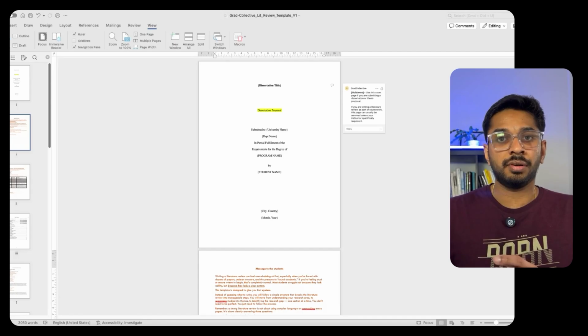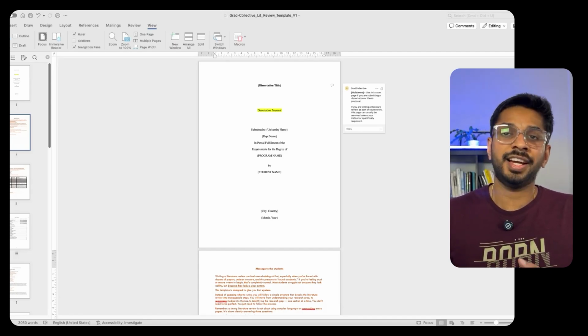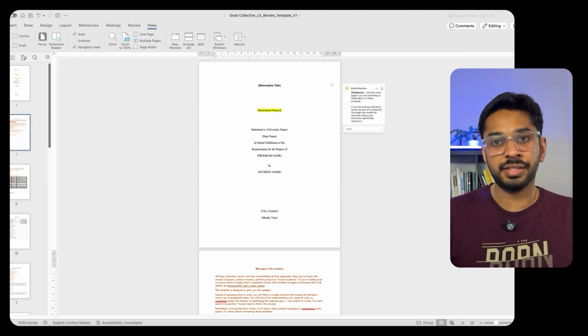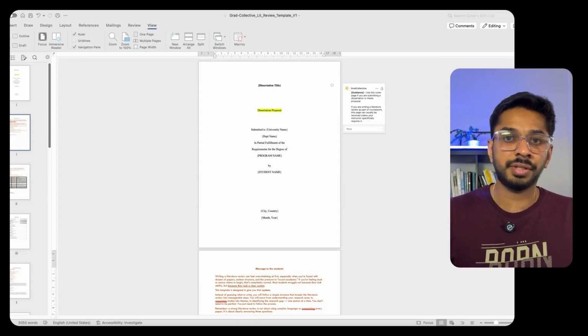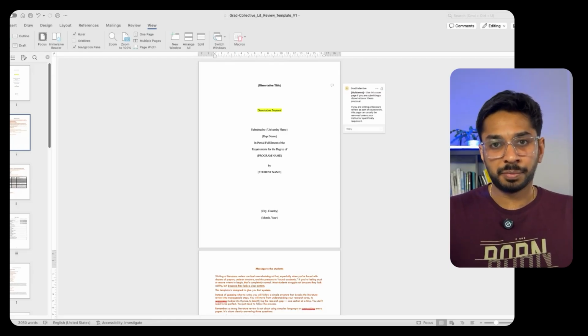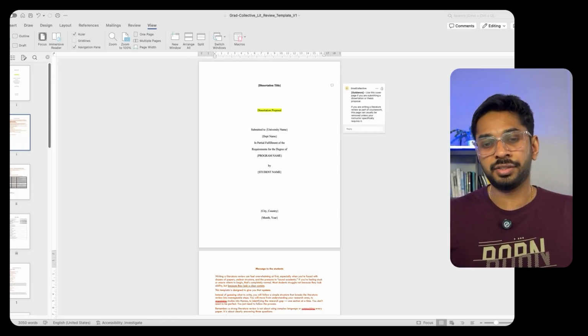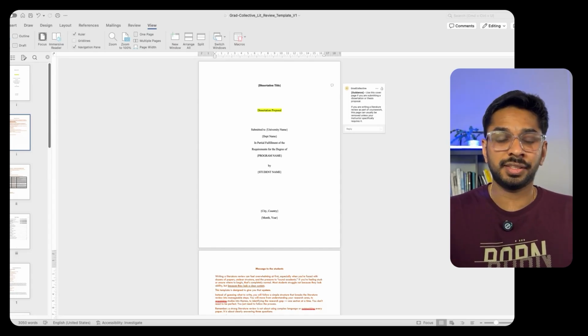And this is based on what supervisors actually expect, which is clear structure, logical flow, and critical thinking. So I'll walk you through each section of this template and show you exactly what to write, how to think, and how to connect it back to your metrics. If you follow this properly, you can go from a blank page to a complete literature review much faster. Let me start with the first section.